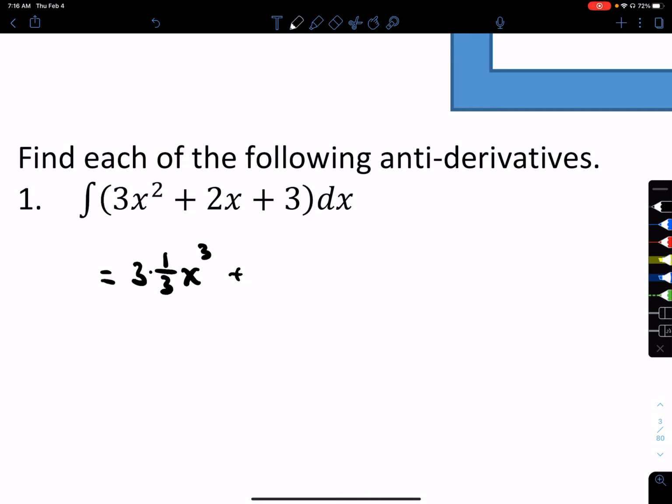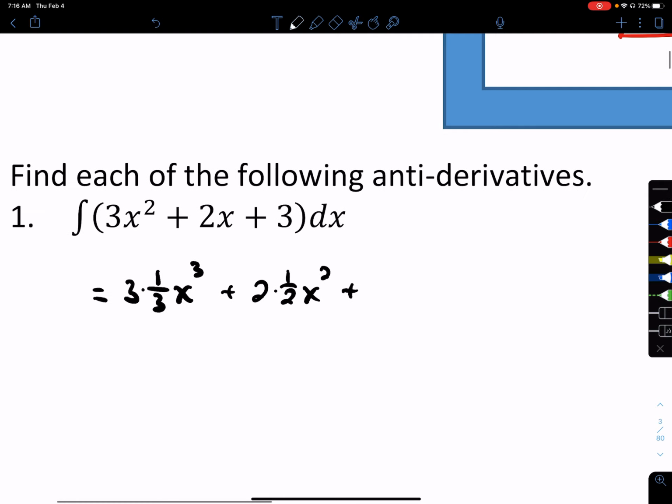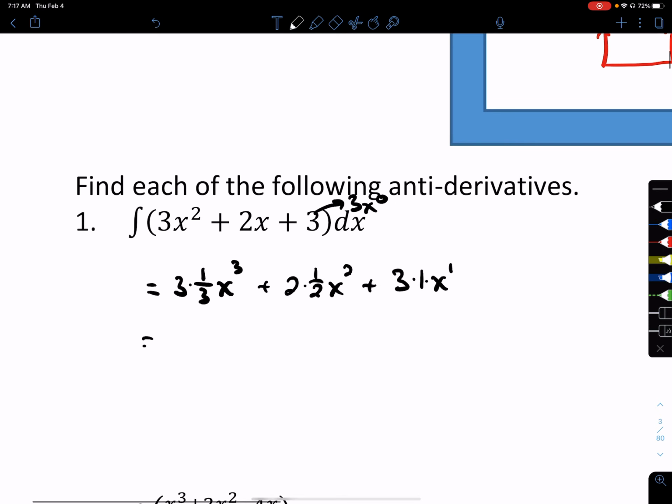This next one, I have 2 times x. Add 1 to the exponent. This is x to the first, 1 plus 1 is 2. Multiply by the reciprocal. This last one, this 3 is really 3 times x to the 0, because x to the 0 is 1. So if I add 1 to the exponent, it's going to be to the first. Multiply by the reciprocal of 1, which is still 1. So this ends up being x cubed plus x squared plus 3x.